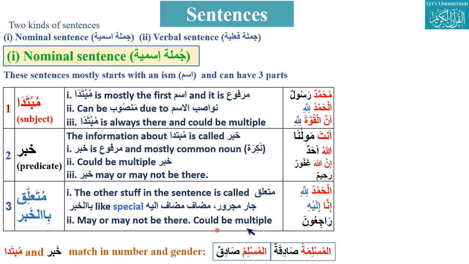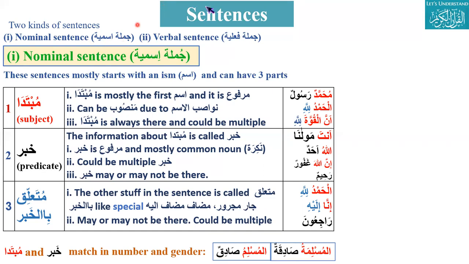Another important point is that the mubtada and khabar will always match in number and gender. If singular, then khabar will be singular. If mubtada is plural, khabar will be plural. If mubtada is feminine, then the khabar will also be feminine. So these are three important things about the nominal sentence. Let's first recap these things.